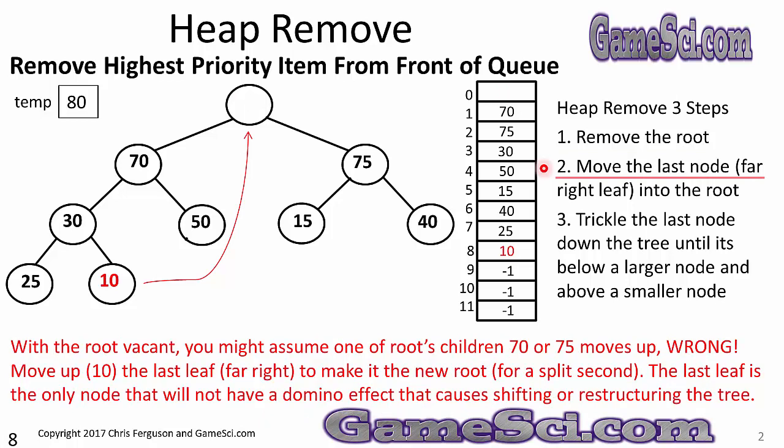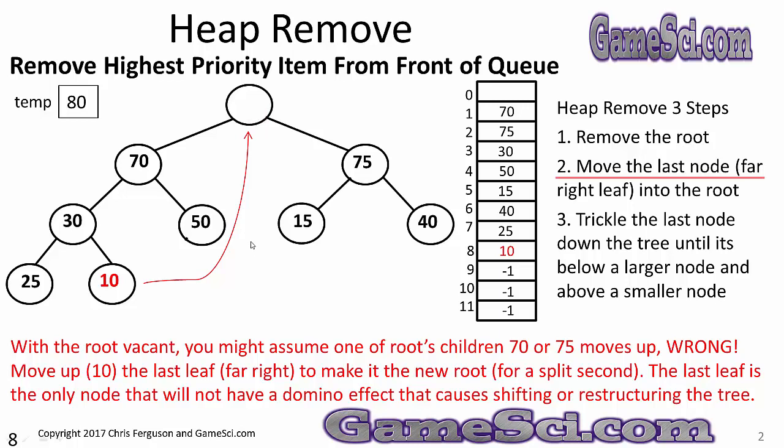Step number 2 of the heap remove algorithm. Move the last node, the far right leaf, into the root. With the root vacant, you might assume one of the root's children, 70 or 75, would immediately move up. That is wrong. Move 10, the last leaf, the far right child, to make it the new root, just for a split second. The last leaf is the only node that will not have a domino effect that causes shifting or restructuring of the tree.